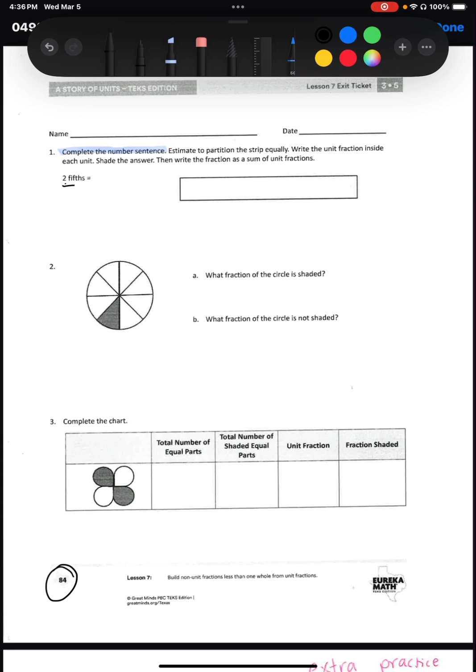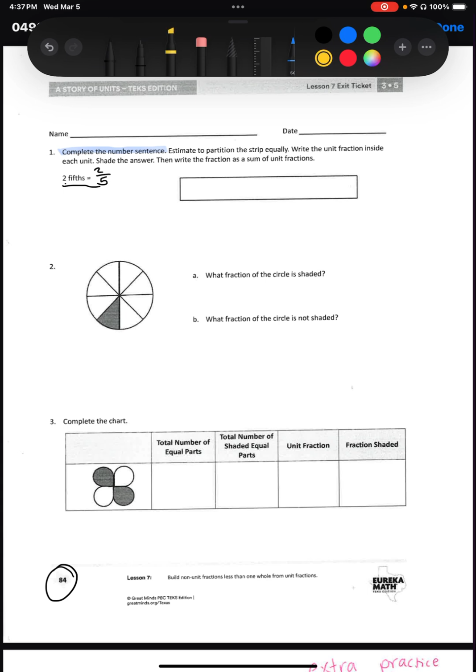The number sentence is found right here. How it's written right now is known as unit form. It's written with a number and then a word, 2/5. We need to turn that into fraction form, which is just a normal standard fraction, 2/5.